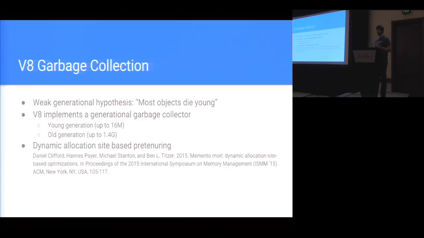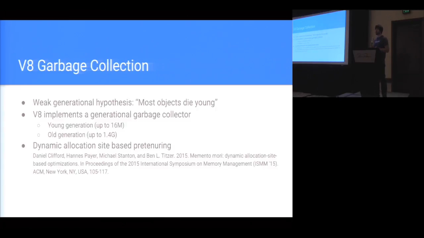V8 implements a generational garbage collector, based on the weak generational hypothesis, which states that most objects die young. V8 has a relatively small young generation, 16 megabytes big, and an old generation that can be increased. Objects that survive the young generation eventually get promoted. If the weak generational hypothesis does not hold, we have an optimization called pretenuring, which tries to figure out which objects are long living.